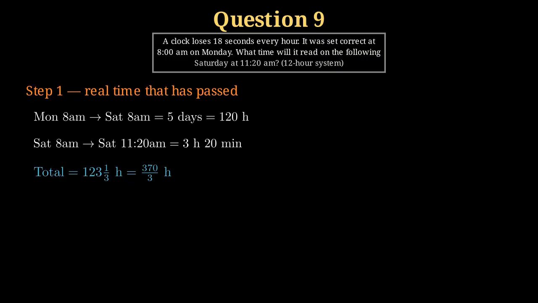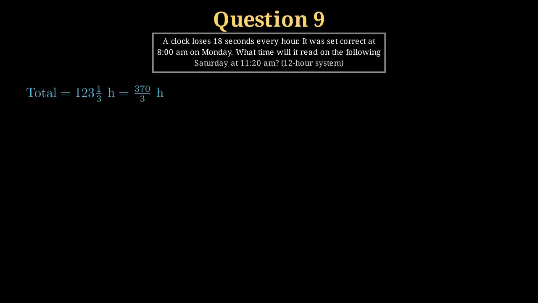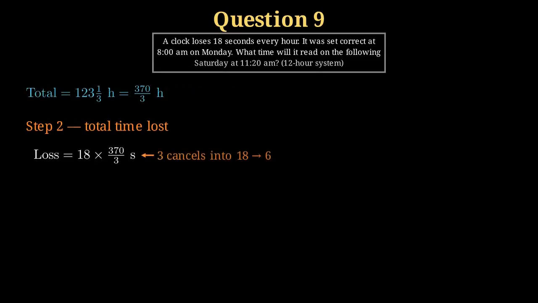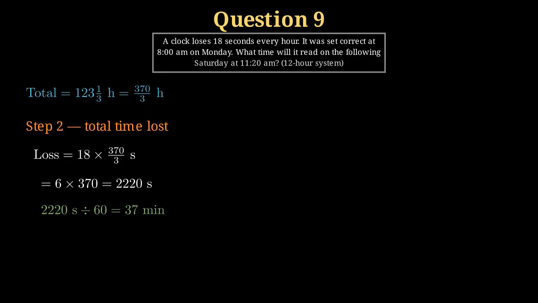20 minutes is a third of an hour, so this is 123 and a third hours, which is 370 over 3 hours. The clock loses 18 seconds for every hour, so the total lost is 18 times 370 over 3 seconds. The 3 divides into 18 to give 6, and 6 times 370 is 2,220 seconds. Turn that into minutes. 2,220 divided by 60 is 37 minutes.